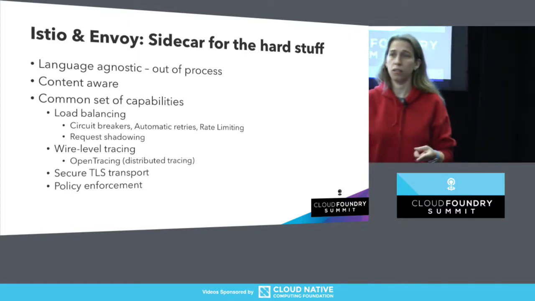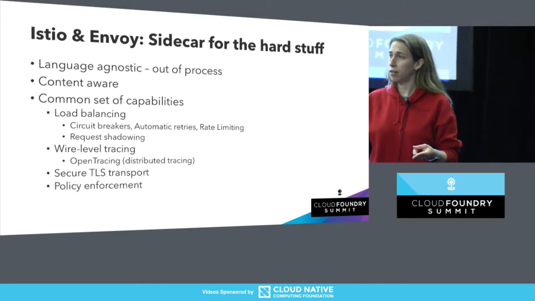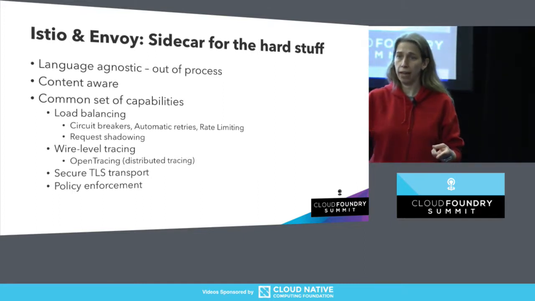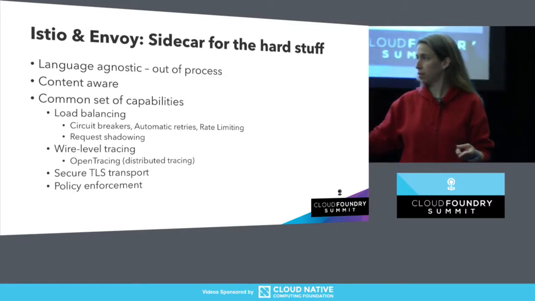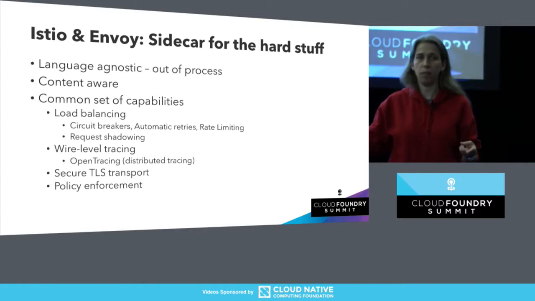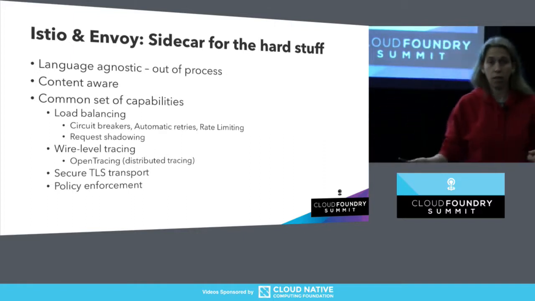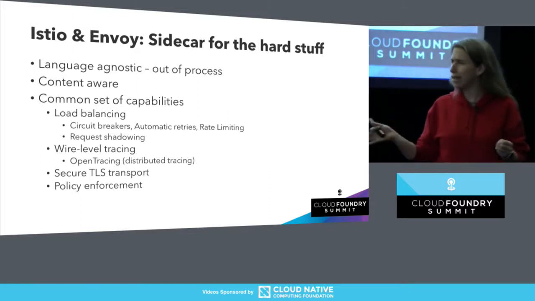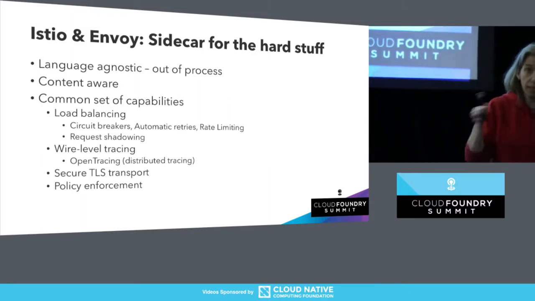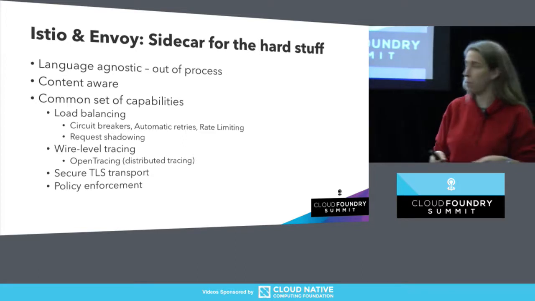It's out of process. To be fair, Netflix has Prana. Spring has a wrapper around Prana, so you could do a JVM-based sidecar. JVMs are not cheap, right? They're pretty big. So to have a JVM as a sidecar is a bit inefficient. So part of what is good about Envoy is it is, I think, C and C++. I don't think it's Go, but it's much more compact and small.